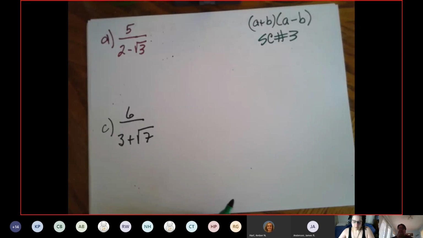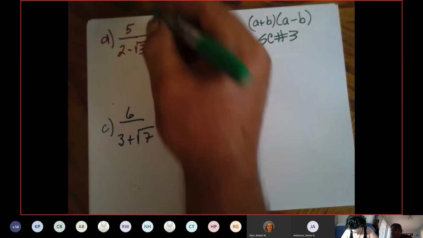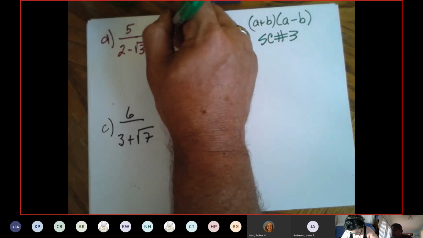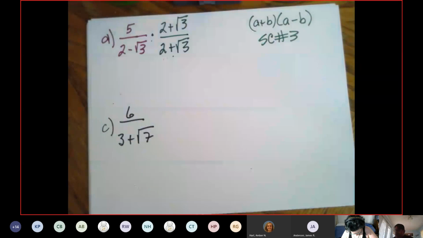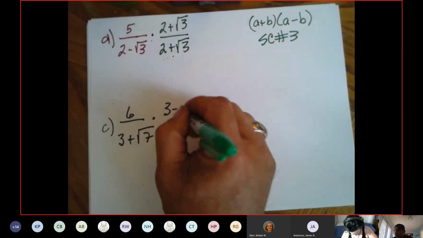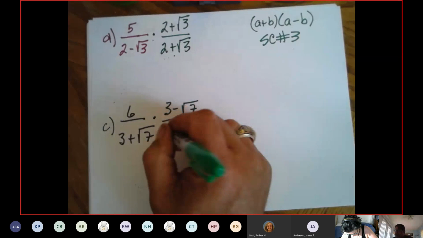So far in getting ready for calculus, we have used shortcuts number 1 and number 2 in completing the square. And now we're using shortcut number 3 in rationalizing the denominator. Seems like to me you need to learn those shortcuts. So I'm going to multiply here by 2 plus the square root of 3 over 2 plus the square root of 3. I'm going to multiply here by 3 minus the square root of 7 over 3 minus the square root of 7.